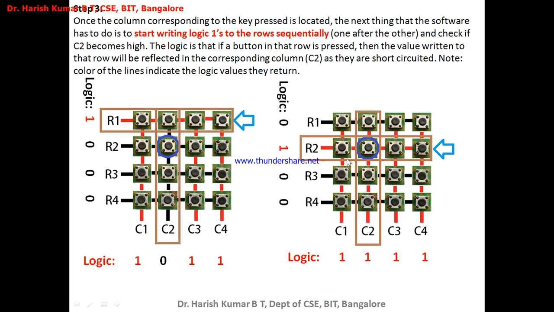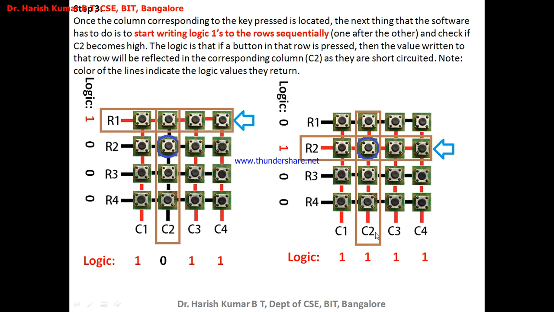Next, I'll just observe C2. Yeah, C2 is still 0. That means what? I have not pressed anything in row 1. Next, I'll go for energizing row 2. This is again made 0. Now, when I energize row 2, this is pulled back to 1. That means what? I have pressed some key in row 2.